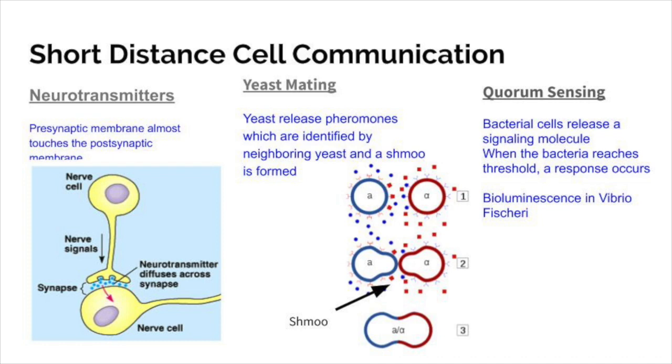In quorum sensing, bacterial cells release a signaling molecule. When that bacteria reaches a threshold, meaning there are a certain amount of signaling molecules in the area, a response occurs. This can be shown in Vibrio fischeri when they exhibit bioluminescence when a certain amount of autoinducers are in the environment. These examples are all forms of short-distance cell communication because the signaling molecules of each example travel a short distance to communicate from cell to cell.